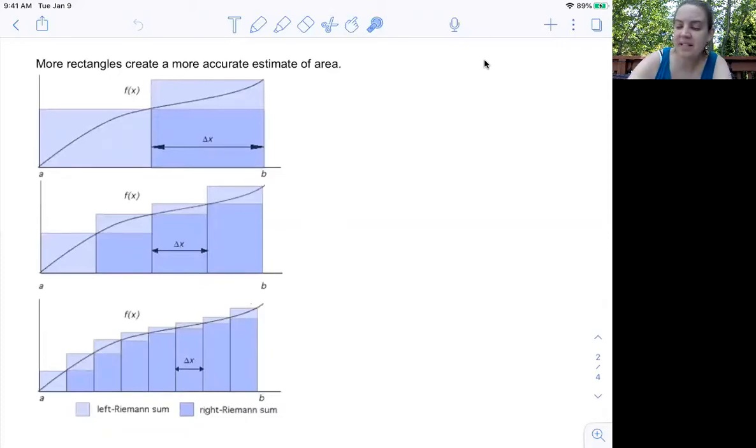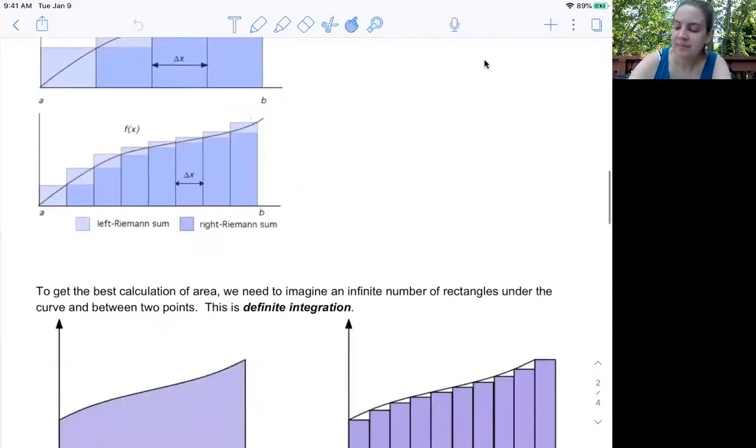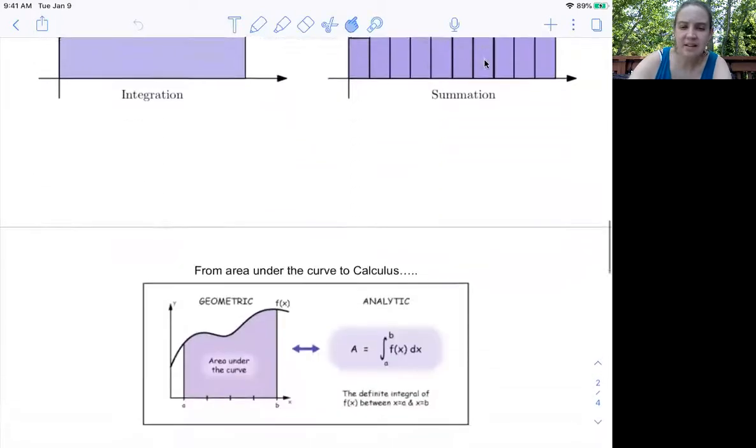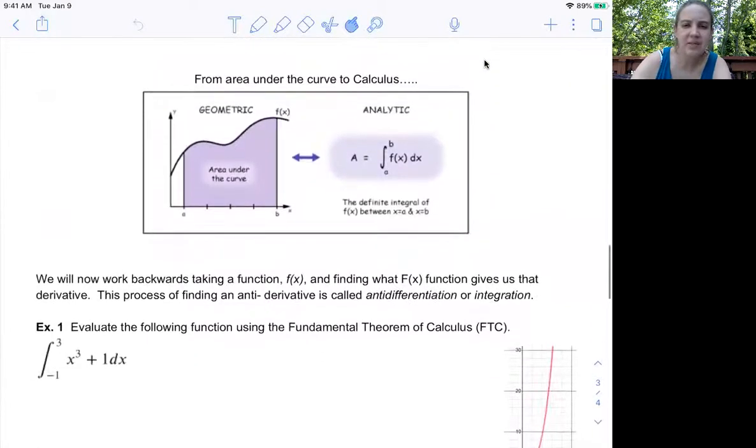What's one of those big ideas that we've talked about this year? That's infinity. So to get the best calculation of area, you need to imagine an infinite number of rectangles under the curve between those two endpoints. This is called definite integration. This picture on the right would be all of those rectangles added up. That's your summation. And if you had an infinite number of rectangles, this is what it looks like with integration. So the fundamental theorem of calculus gets that integration piece for us.